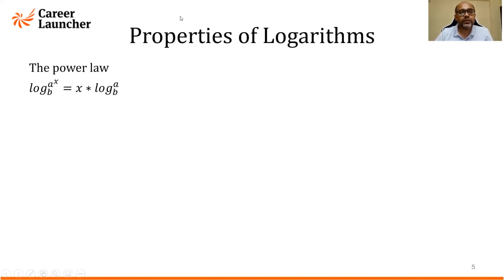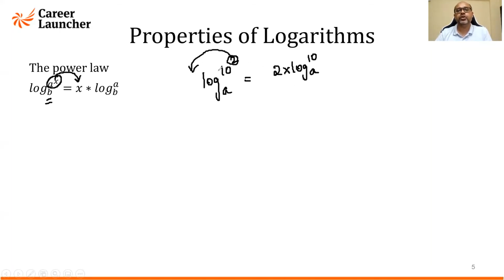The power law says when you have the logarithm of a base and an index, so it's logarithm of a power x to the base b, this can be written as the x can come outside, and you can write it as x into log a base b. So if I have log of 10 square base 2 or base 3 or base 4, whatever, base a, I can write it as 2 into log 10 base a. So when this 2 comes out, it becomes 2 into the log of the remaining part.